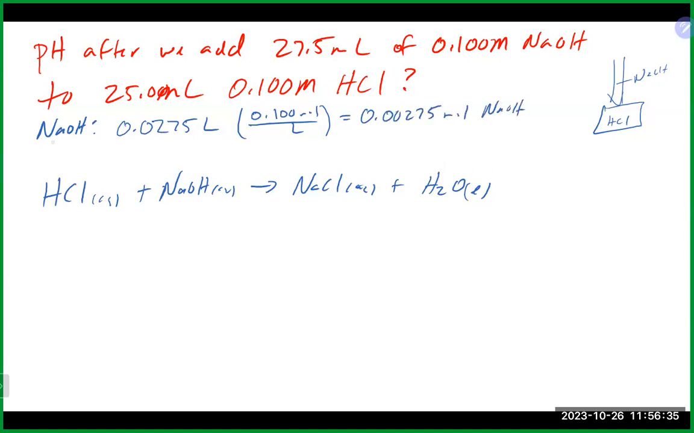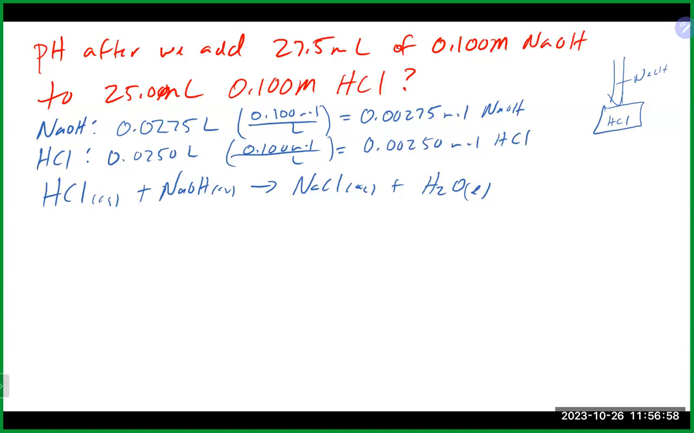We're going to do the same thing here for our HCl. We have 0.025 liters times by its molarity of 0.1 moles per liter. And that's going to get us 0.00250 moles of HCl. Any questions up there?